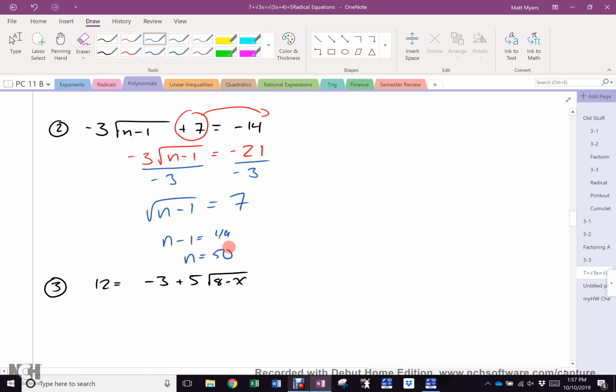And then I check. What's 50 minus 1? 49. What's the square root of 49? What's negative 3 times 7? Negative 21. What's negative 21 plus 7? Does negative 14 equal negative 14? And I'm right.